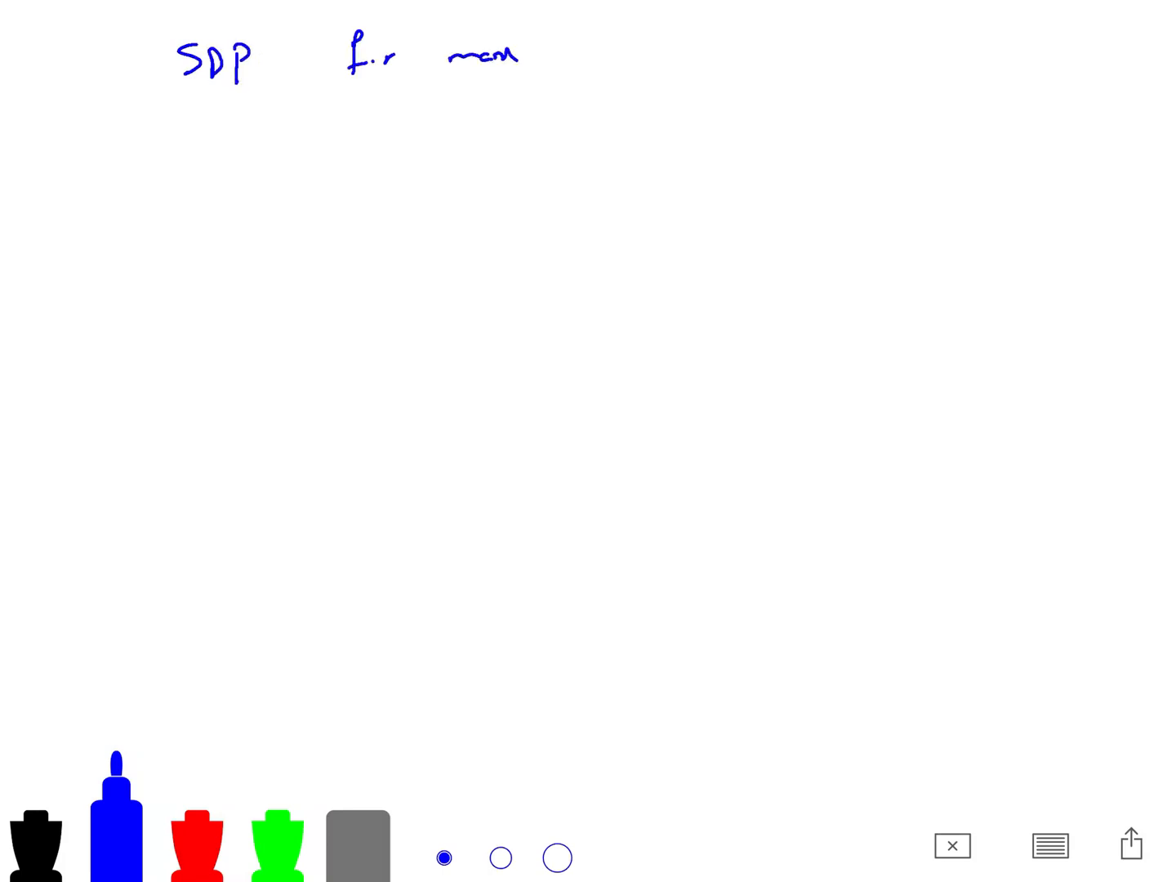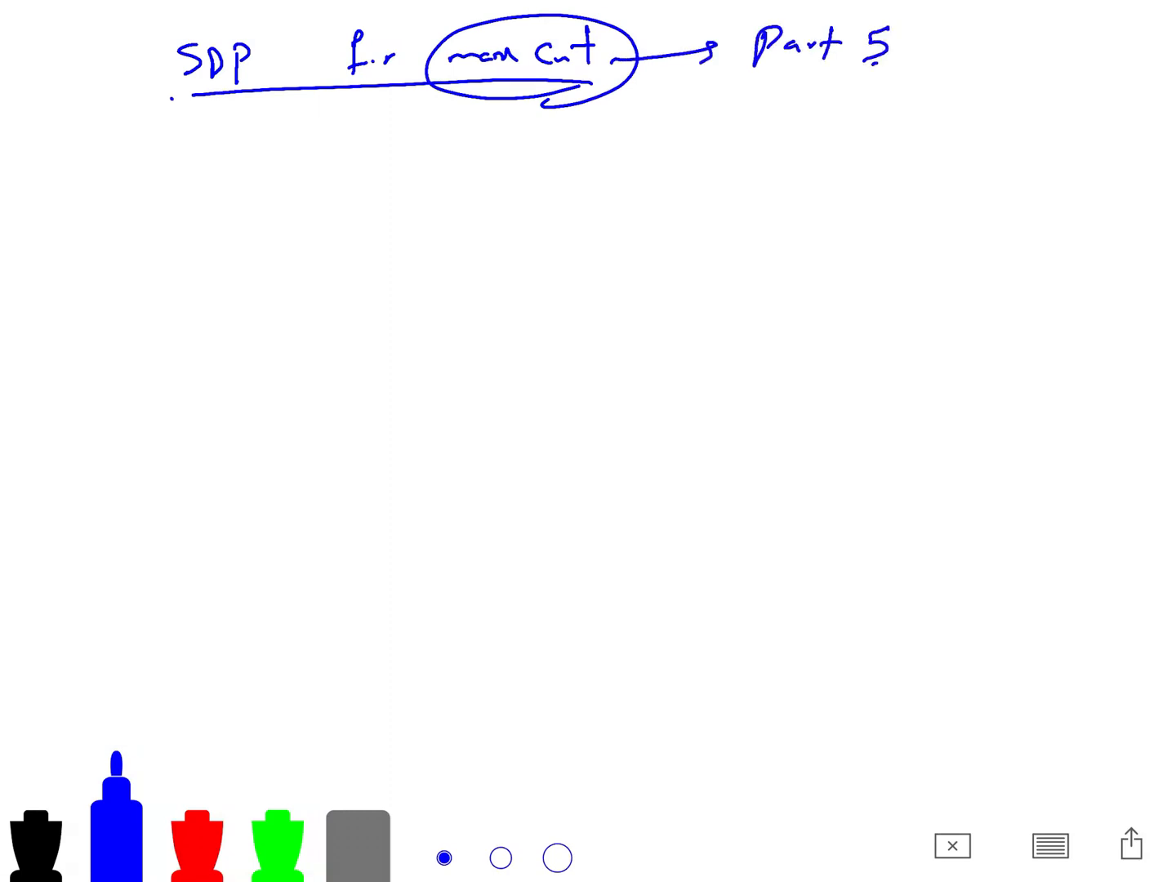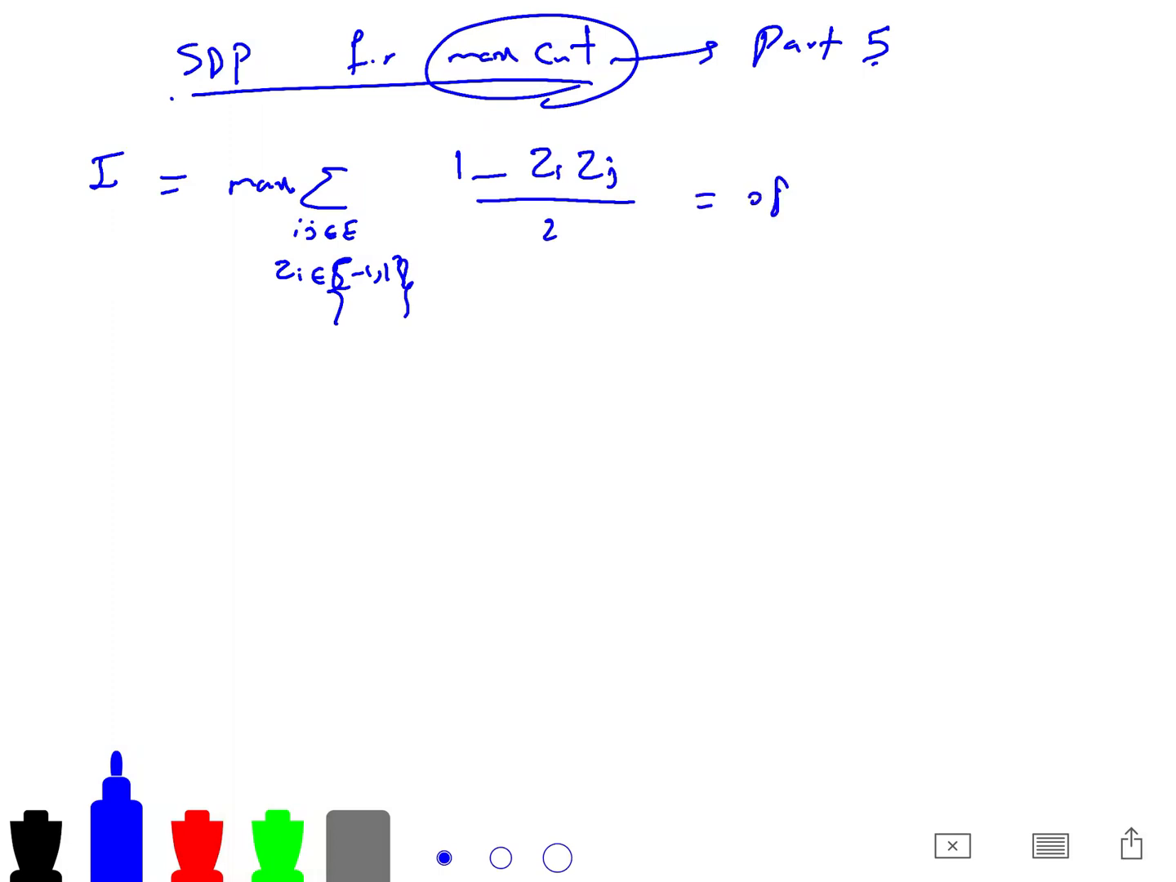formulation for max cut. We talked about max cut, so why not talk about the SDP formulation for max cut? I talked about max cut in part 5 of this playlist, and the problem is that we want to maximize the sum over ij in E, where now zi is in minus 1 and 1, which is discrete, of 1 minus zi zj over 2. This is the optimal cut of G.